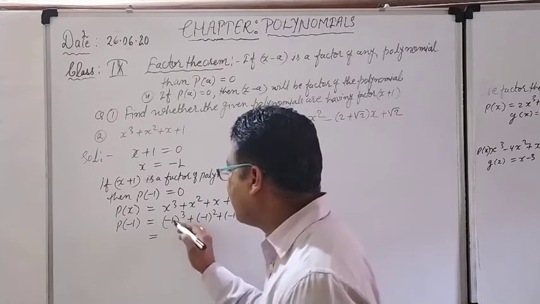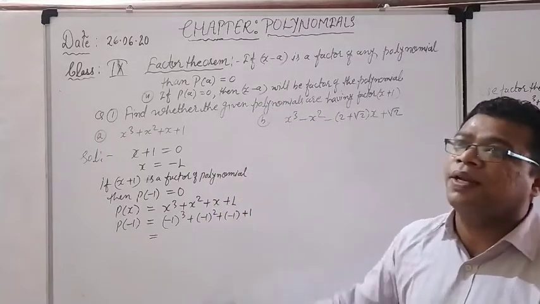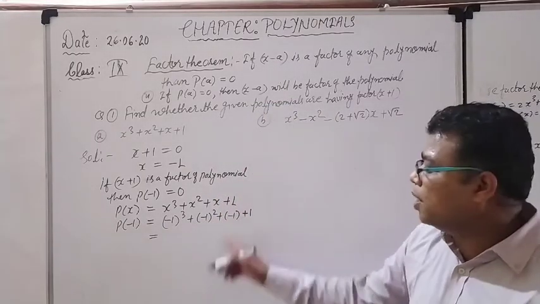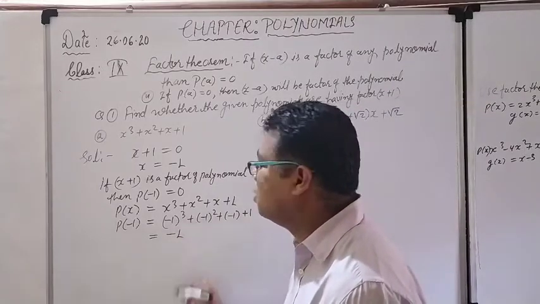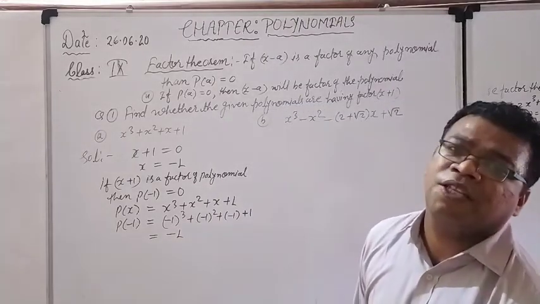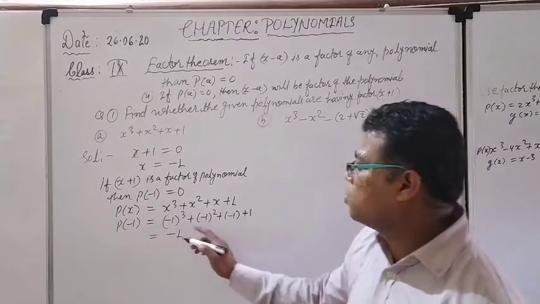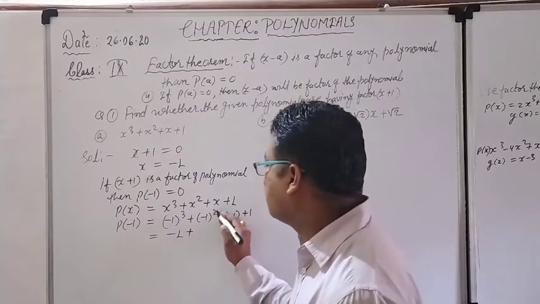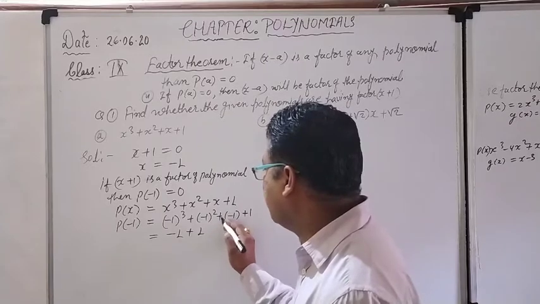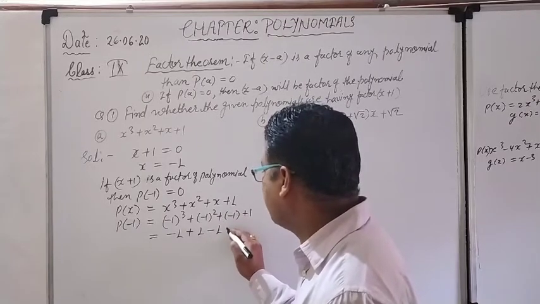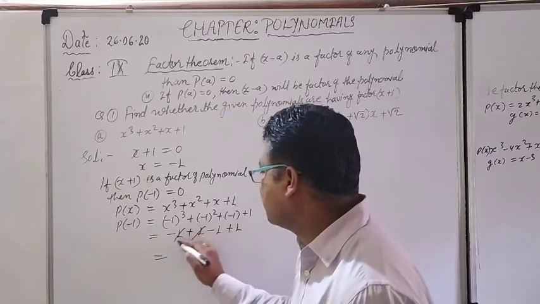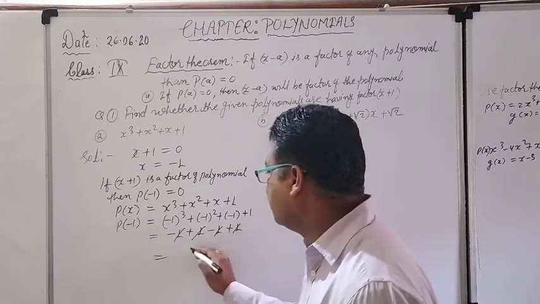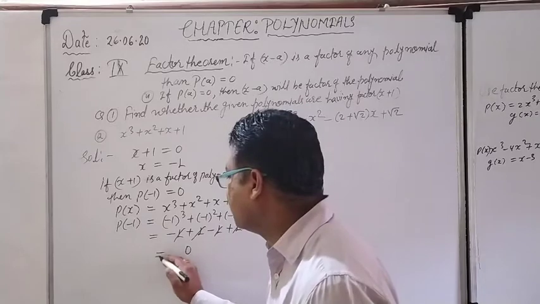So first, I am putting the value of x as minus 1, that you can verify from here. Minus 1 cube will give me minus 1, no need to explain why, because an odd power keeps the minus. Here you can see minus 1 power square, so plus 1. Here plus and minus make minus 1 and plus 1 again. This minus 1 and plus 1 are going to be cancelled, again minus 1 and plus 1 are cancelled, meaning we are getting the answer 0.